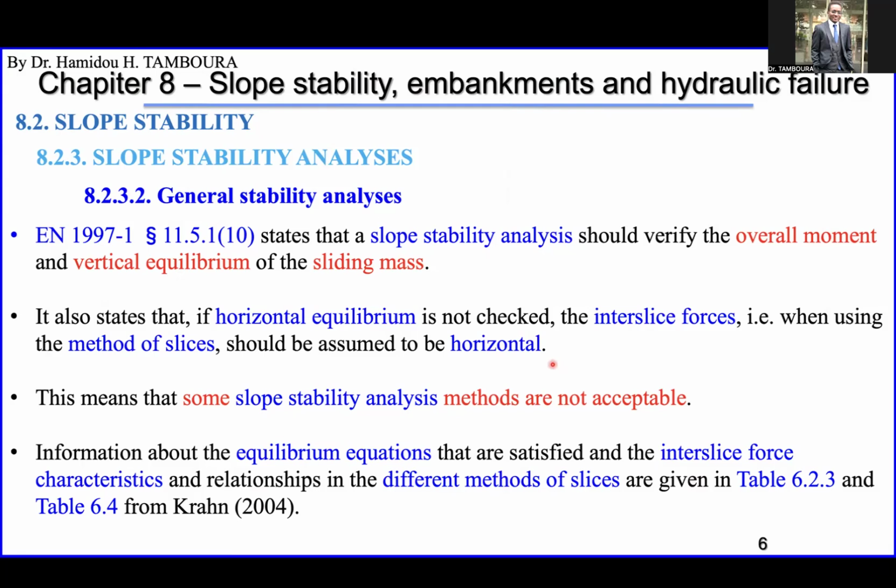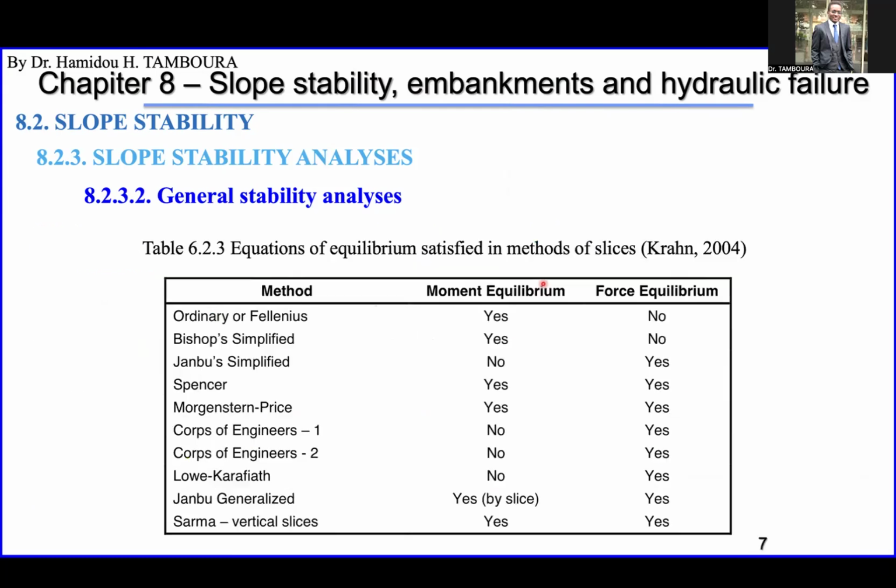So we have to focus on this. We have yes here, no here. This simplified method is used in many codes, actually, in many countries. It's satisfied here, but not here. So you can read by yourself. There are several methods. Some satisfy both. For example, this one satisfies here and here at the same time.